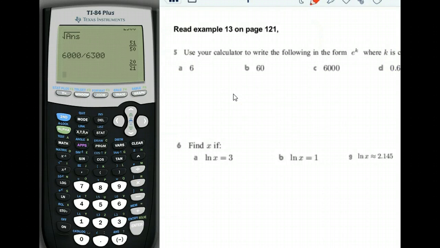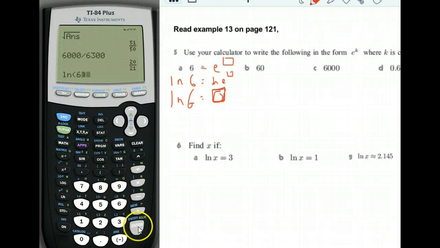So we want to write 6 as e to the something. How do we find that something? Well, the way you find the something is you take the natural log. If you take the natural log of e to the something, you get something. So we find the something by taking the natural log of 6. So we want to find the log of 6, and the calculator does that with this ln function here. 1.79.